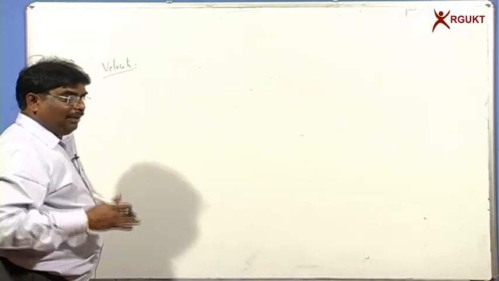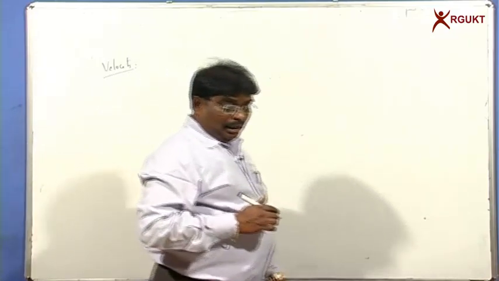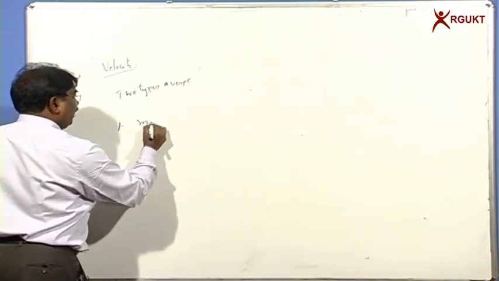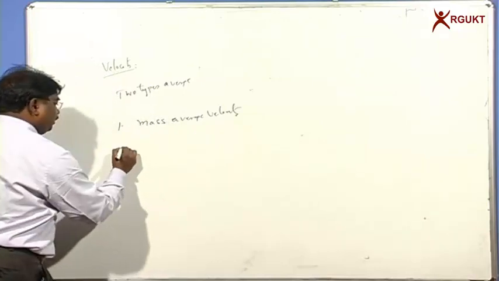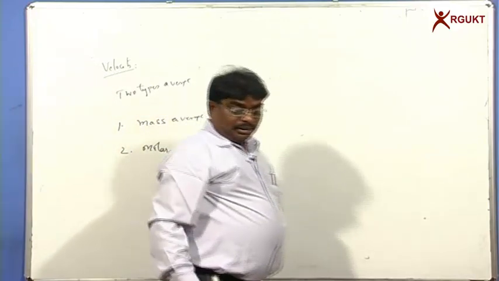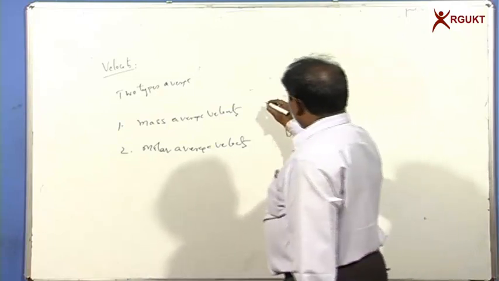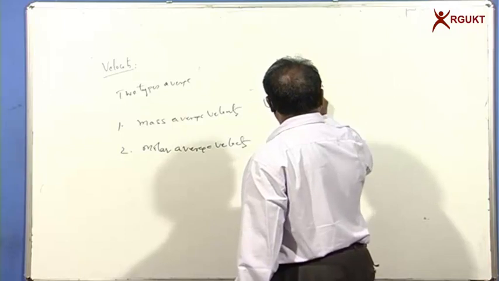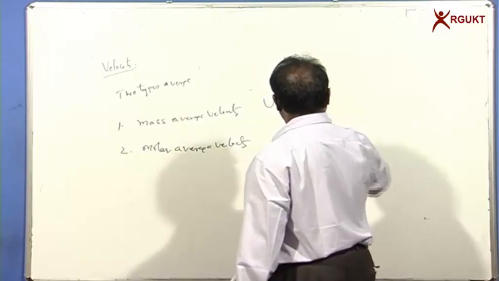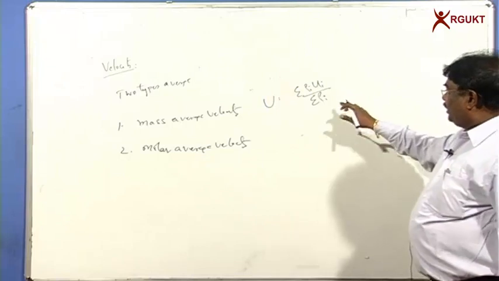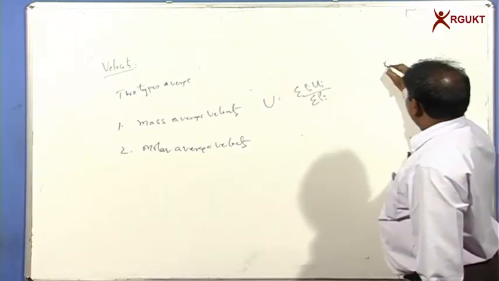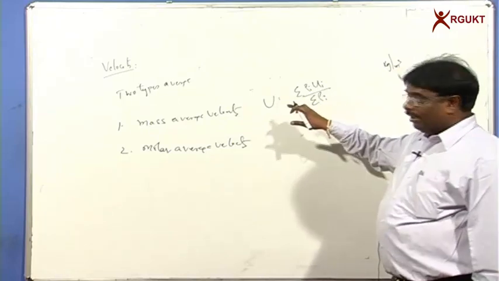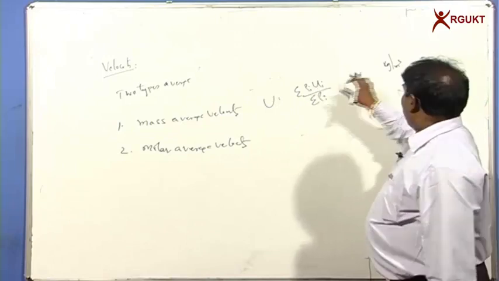So each molecule has some velocity, and there are two types of average velocities we are going to come across. One we call the mass average velocity, and another we call the molar average velocity. In the case of mass average velocity, u is defined as sigma of rho i u i divided by sigma of rho i, where rho i is the mass concentration, that is, kg per meter cube, and u is the mass average velocity, calculated based on the mass concentrations.